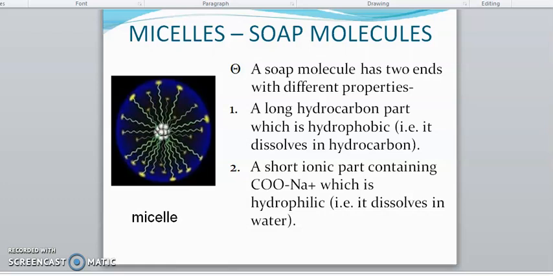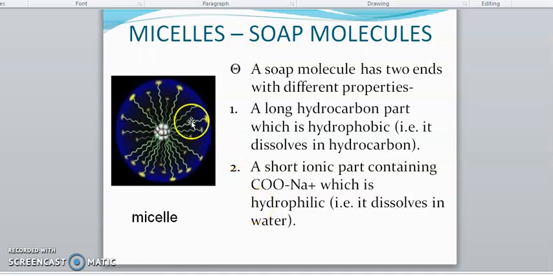We discuss the micelle formation. So what is a micelle? We discussed earlier that a soap contains two parts: a very long hydrocarbon part, which is hydrophobic, and a short ionic part, which is hydrophilic.